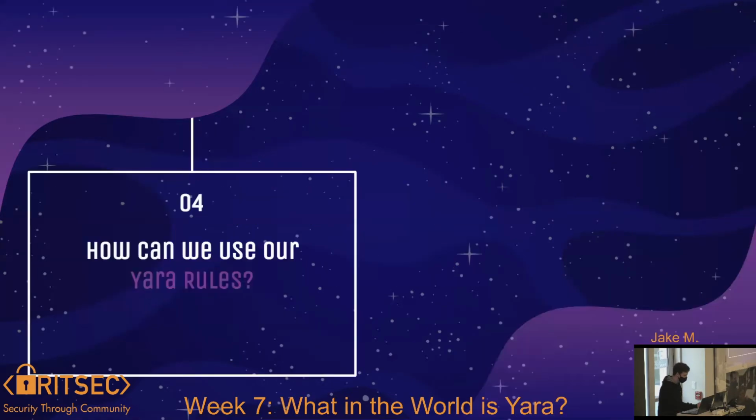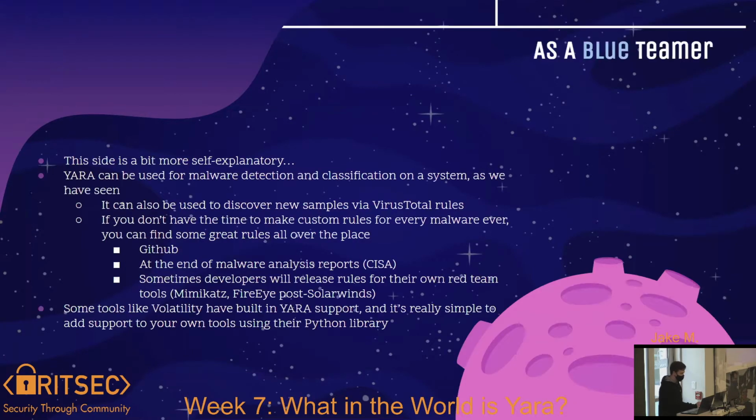All right, so I think this is probably the last part. How do we use these rules from a blue teamer's perspective? This side is a bit more self-explanatory. You can use it for detection and classification, as we've seen. We detected netcat, cool. You can also use these to discover new samples via VirusTotal Enterprise, which is super cool. I think I have a screenshot of that, so that's fun.